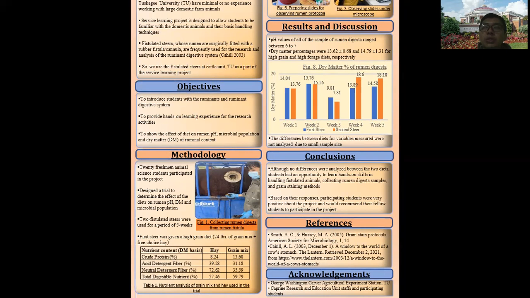At the end of the project, although no differences were analyzed between the two diets, students had a great opportunity to learn hands-on skills in handling fistulated animals, collecting the rumen digesta samples, gram staining procedures, and many more. And based on their responses, participating students were very positive about the project and would recommend their fellow students to participate in the project.